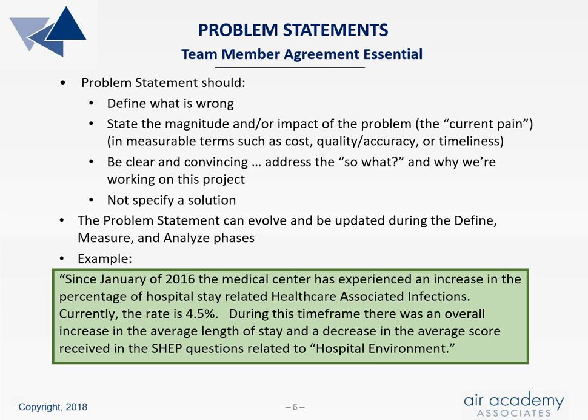Here's an example that states, since January of 2016, the medical center has experienced an increase in the percentage of hospital stay-related healthcare associated infections. Currently, the rate is 4.5%. During this time frame, there was an overall increase in the average length of stay and a decrease in the average score received in the SHEP questions related to hospital environment.